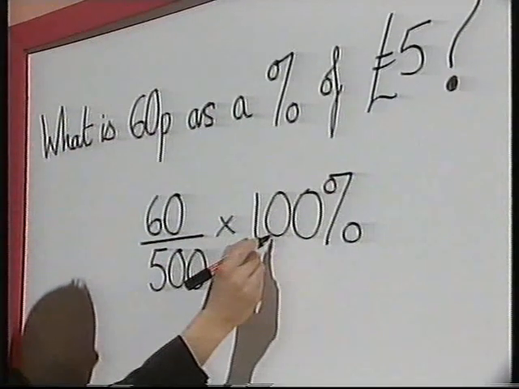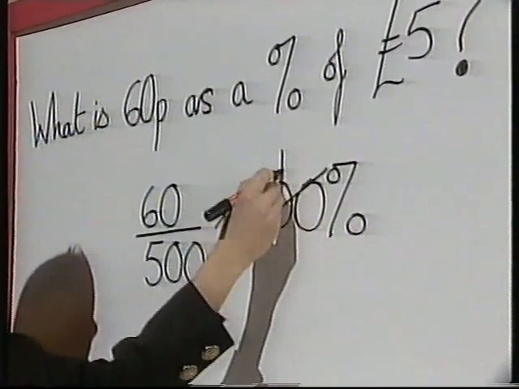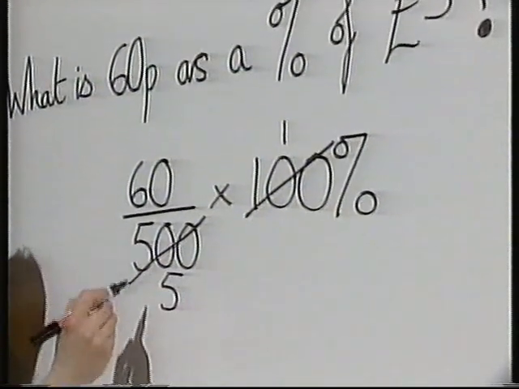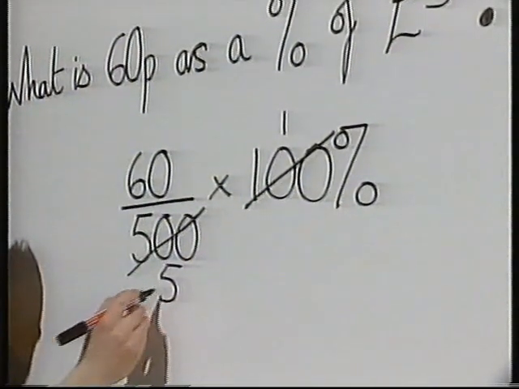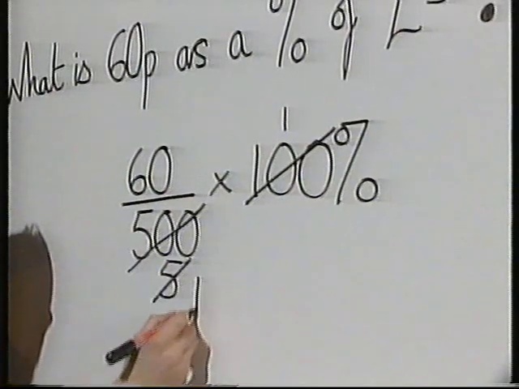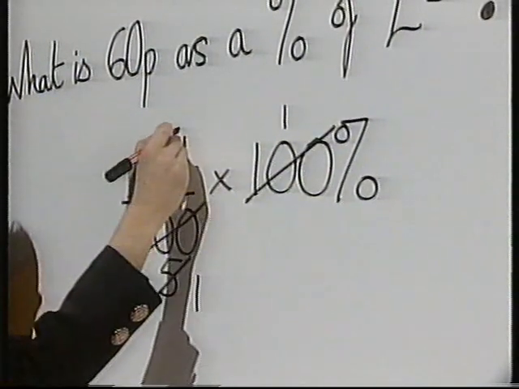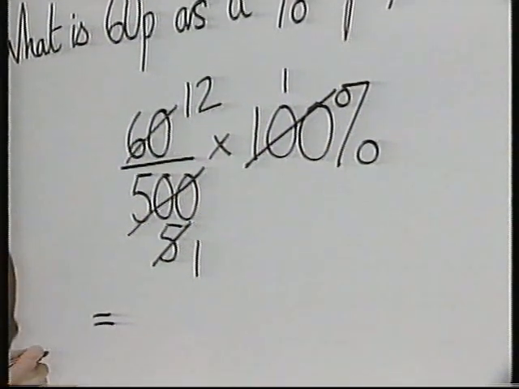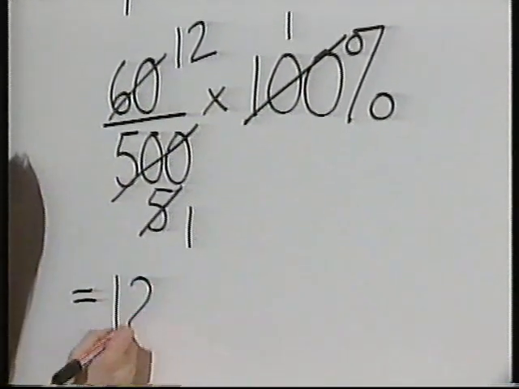The next thing you do is cancel down. So 100 divides into this once. It divides into 500 5 times. 60 divided by 5, you cancel the 5 there, that gives you 1. 60 divided by 5, that gives you 12. So 60 pence as a percentage of £5 equals 12%.